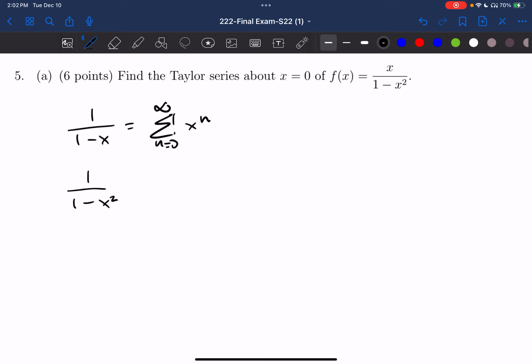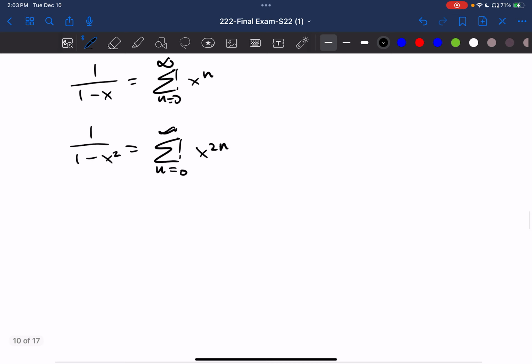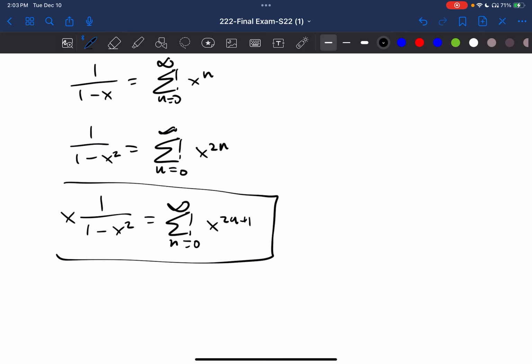1 minus x squared will be equal to basically the same thing, but every single x we see, let's replace that with x squared. So we're going to get x squared to the n power. If you have an exponent to another exponent, you multiply them. So you're going to get x to the 2n. Now if you have x over 1 minus x squared, this will be equal to x to the 2n times x, which is simply equal to x to the 2n plus 1. And that's all the work we need to show for this one, I believe.